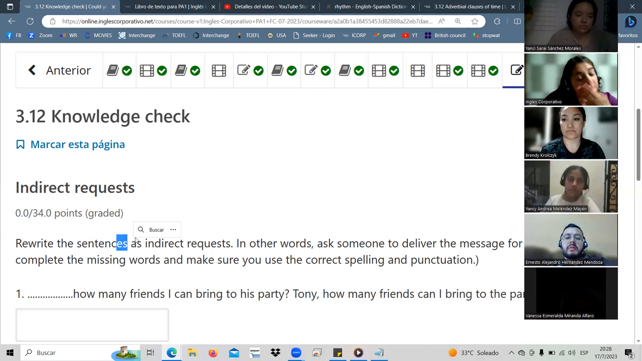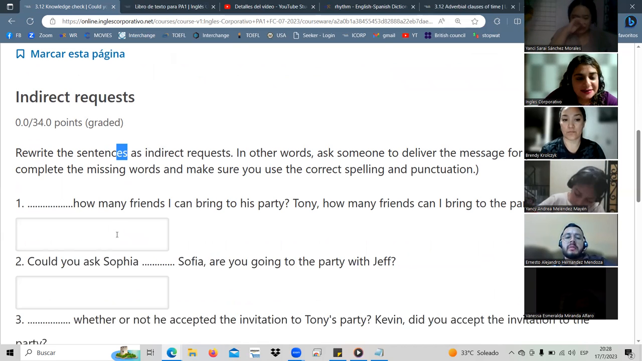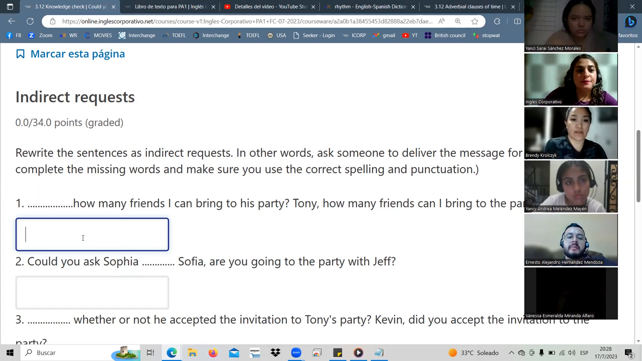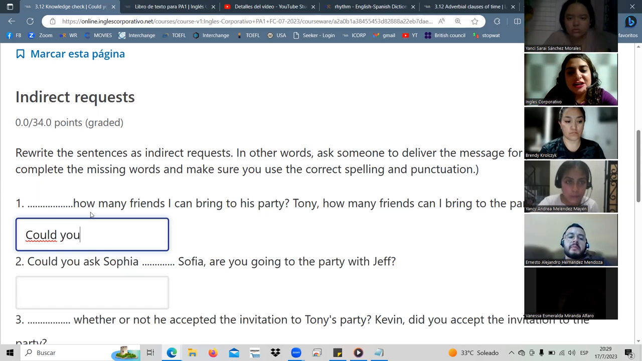Punctuation, yeah, good job. So, in this case, who wants to tell me? I don't know if you did it already, but if you can tell me, can you please tell me? Can somebody tell me whether the answer is the correct here? Could you ask Tony how many friends? Very good. Remember to start with the capital. Sometimes it is important to maintain the punctuation correctly, right? So it's, could you ask Tony?